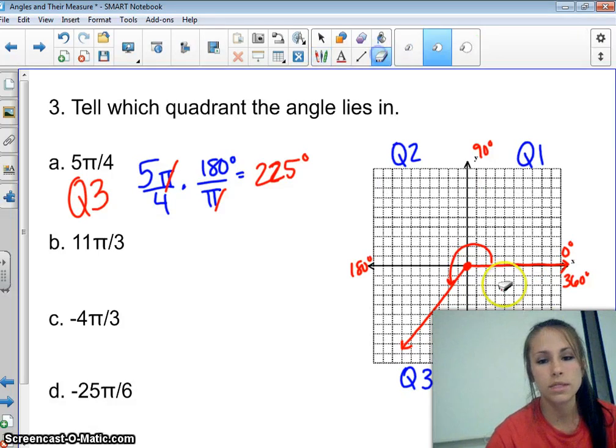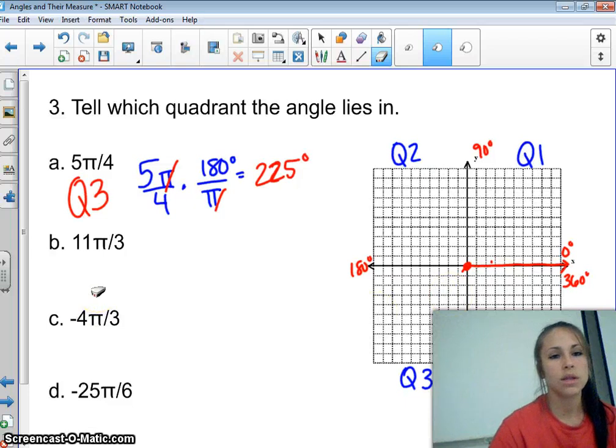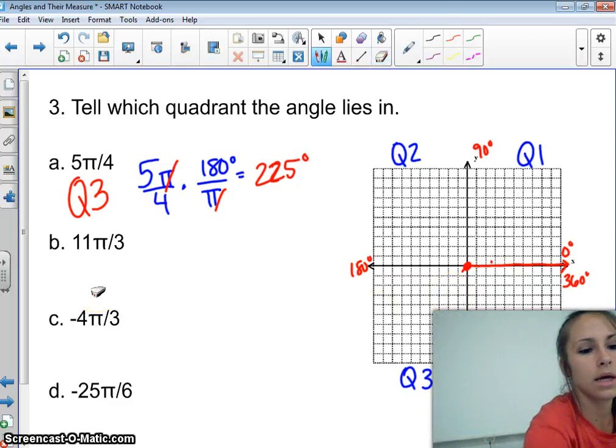Now let's erase this angle and find the next one. So 11 pi over 3. I'm going to take 11 pi over 3, convert it.